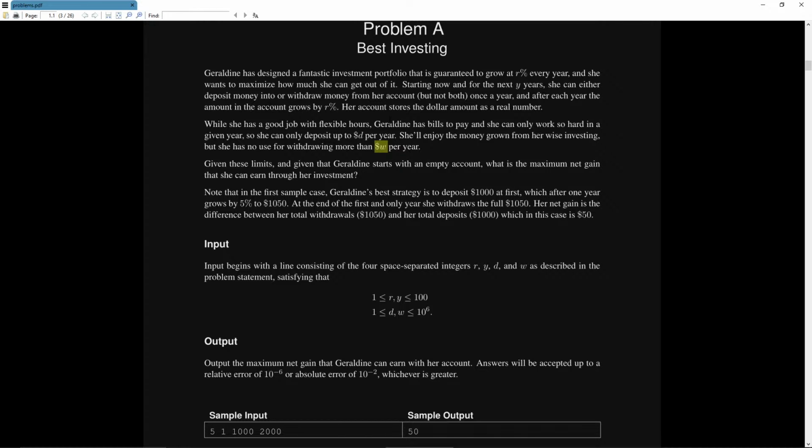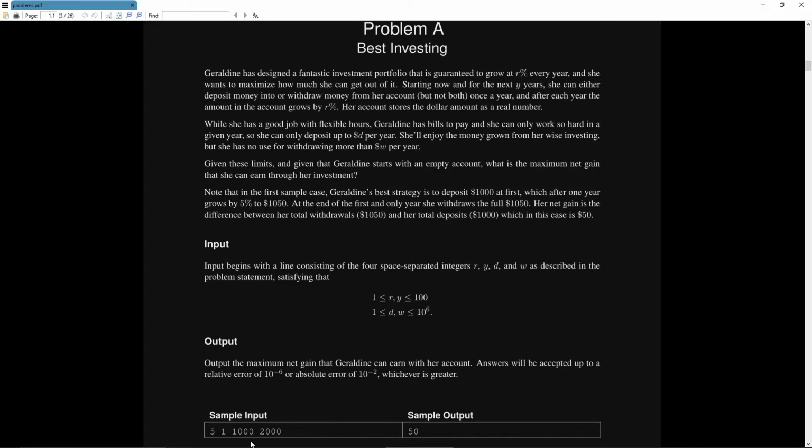So the problem statement is that if we start with an empty account, so there's 0 in it, and we go for Y years, what's the maximum net gain that she can earn? So net gain, I just mean the maximum amount of withdrawals minus deposits, so the net profit that she can get from the account.